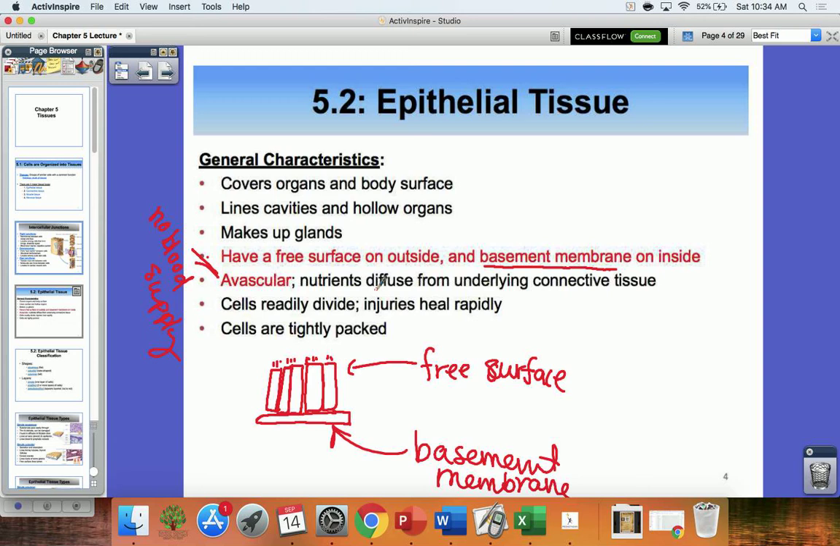They can also heal very, very rapidly. You have witnessed this, I'm sure, before if you've ever had a scratch on your arm or leg or wherever, and within a week or so, those cells have completely healed and there are no issues.